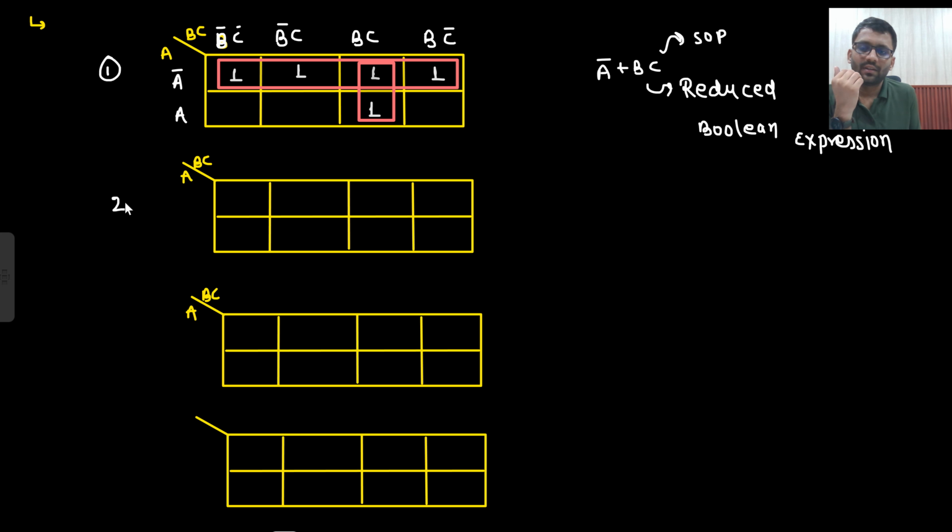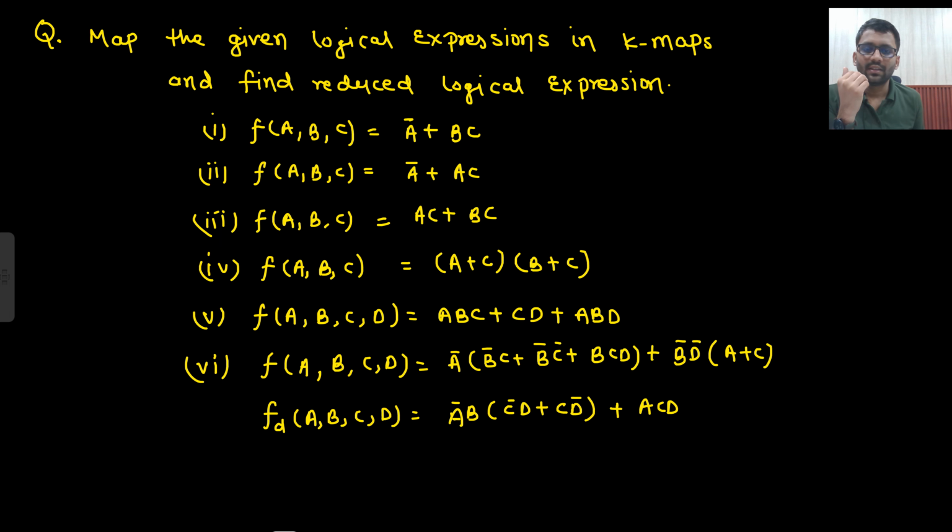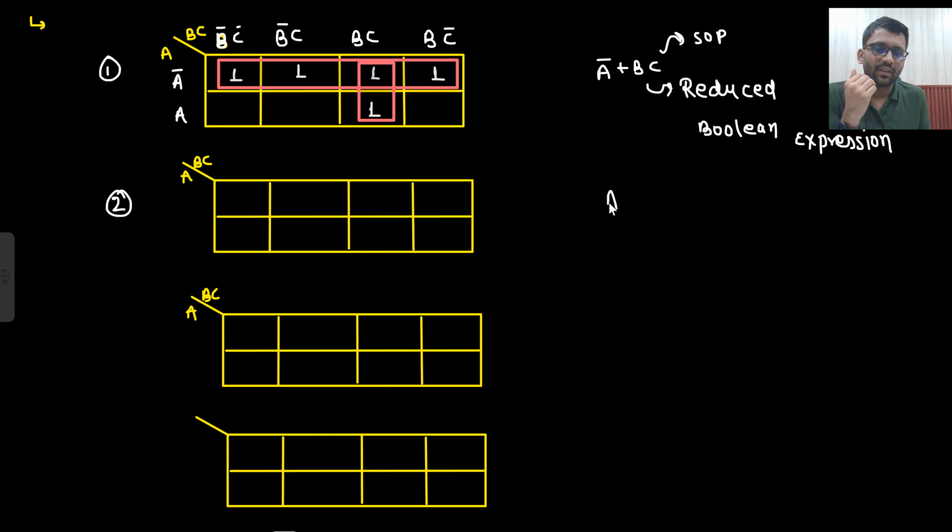Let's see the second one. In the second one, what are they asking? A bar plus AC. So this will be your A bar. This would be your A. B bar C bar, B bar C, BC, BC bar. A bar. Wherever you see A bar, mark all that as 1.